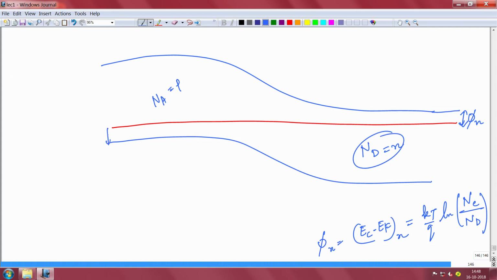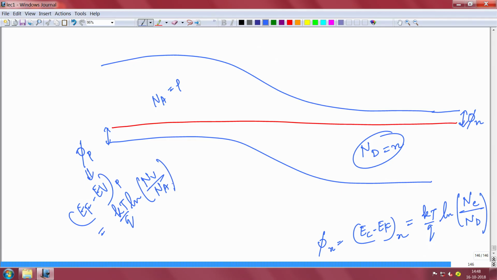Similarly, this gap on the p side is phi p, this is essentially the Fermi level minus the valence band on the p side, and that value is kT by q ln of Nv by p. Of course, instead of p I can write Na, the doping on the p side.